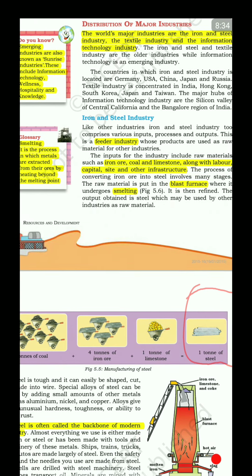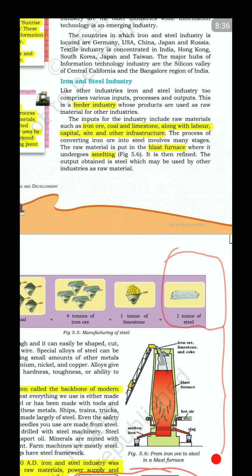Let's start with the iron and steel industry. See, iron and steel industry is the feeder industry. It feeds everything imaginable, right from your mobile to earphones to needle to your utensils to tractors to your plow, aeroplanes, vehicles, anything imaginable has a link to iron and steel industry. So it is a basic and it is a feeder industry.